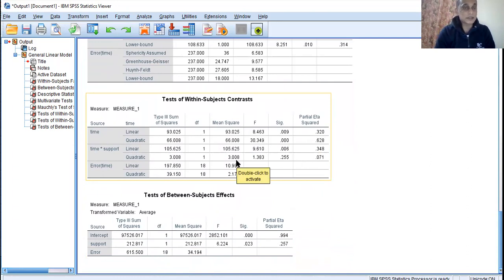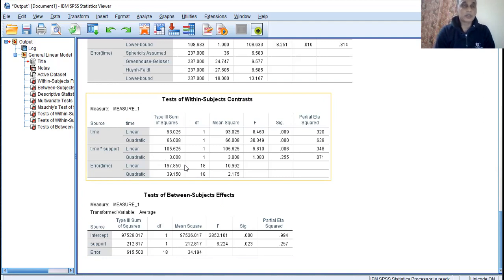As far as effect size is concerned, in ANOVA it is given by eta squared, which is equal to the sum of squares for time, that is 93 something, divided by the sum of squares for time, 93 something, plus the sum of squares error, which is 197.850. Similarly, for the interaction between time and support, eta squared is the sum of squares for time and support, 105.625, divided by 105.625 plus 197.850. This way we can calculate the values, which we will see in the answer a bit later.